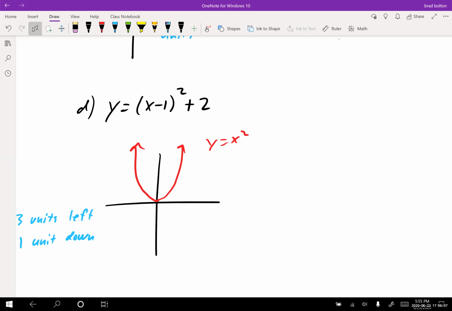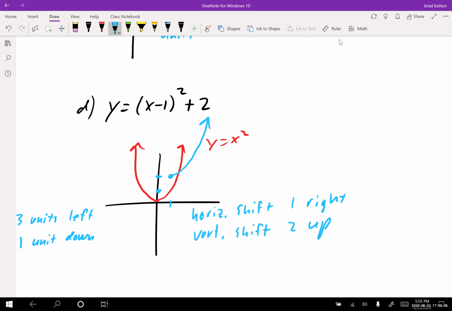All right, so hopefully when you pause the video, you did this. You said that this has a horizontal shift 1 right and a vertical shift 2 up. So I'm going to go over 1 and then 2 up. 1, 2. So right there, that's where I'm going to start, and then I'm going to draw my parabola just like that.